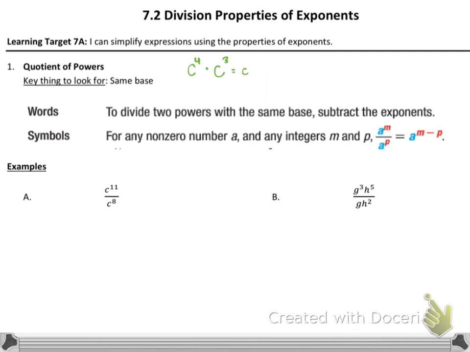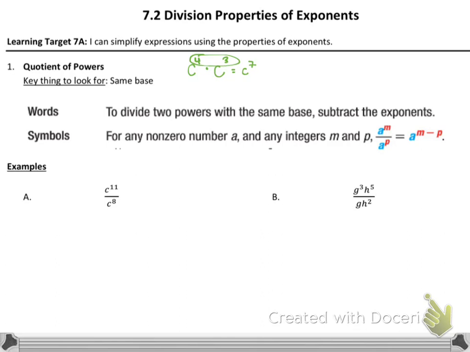We got this, was that when we have the case of the same bases being multiplied to each other, then we add the exponents 4 plus 3 to get that 7. So that was for multiplication.